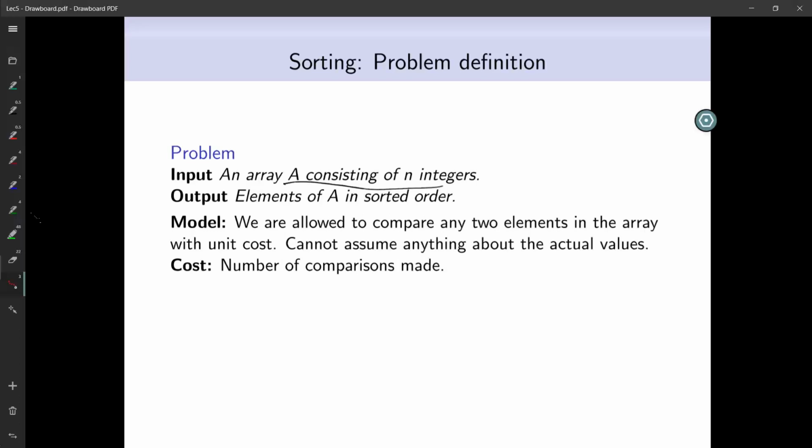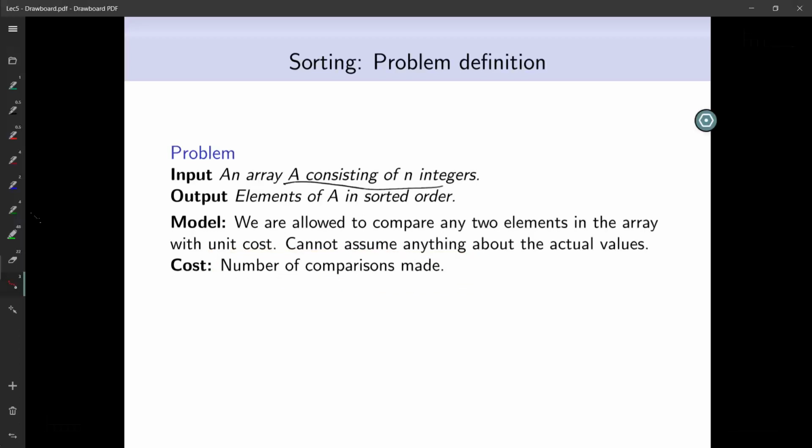The assumption is we can compare any two elements in the array with unit cost, or we can compare an element in the array with some absolute number that your program has, with unit cost. So the cost of comparison is considered as unit. To compare two n bit integers, or some m bit integers, you will require time proportional to m, but we are taking it as unit cost, and we cannot assume anything about the actual values. So the cost measure is simply the number of comparisons being made.